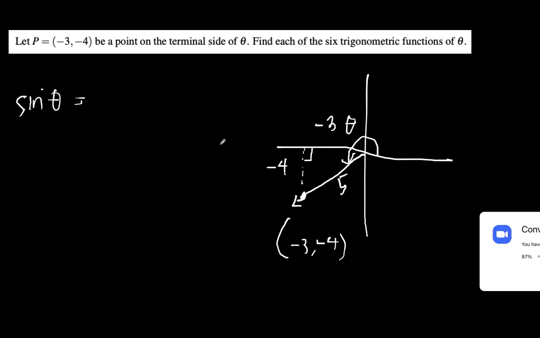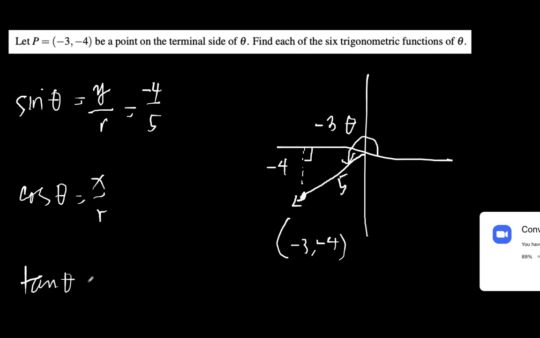Correct, guys? You get it, no? Because we already discussed this. So, since the radius is not equal to 1, we will use y over r. And the value of this is negative 4 over 5. Cosine theta is equal to x over r. And tangent theta is equal to y over x. So, using the values of the coordinates, x is equal to negative 3 and radius is 5, and tangent is negative 4 over negative 3, and let's simplify, 4 over 3.